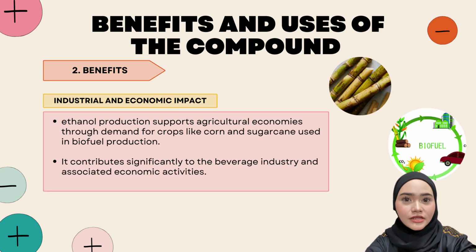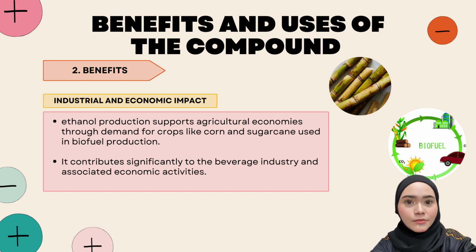Next is the benefit: industrial and economic impact. Ethanol production supports agricultural economies through demand for crops like corn and sugarcane used in biofuel production. It contributes significantly to the beverage industry and associated economic activities.